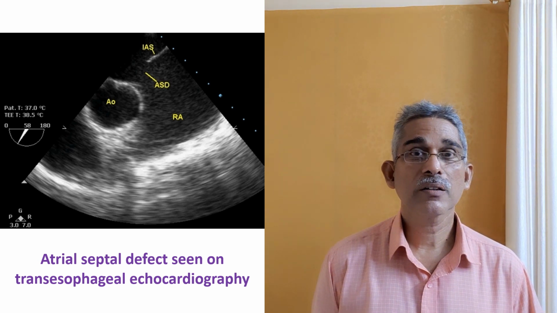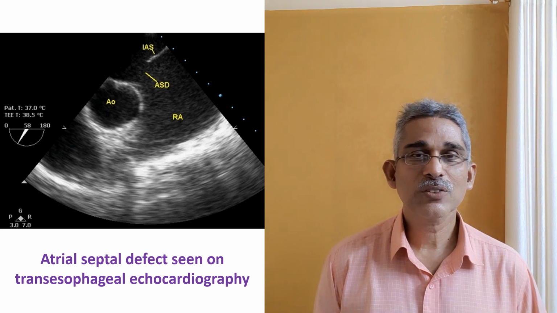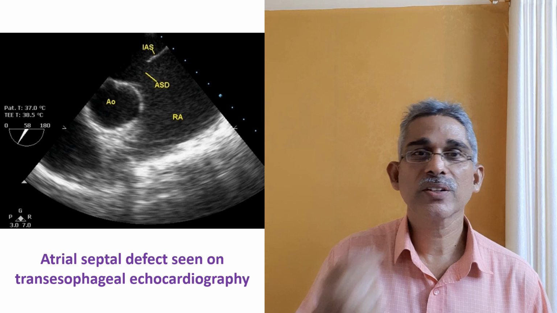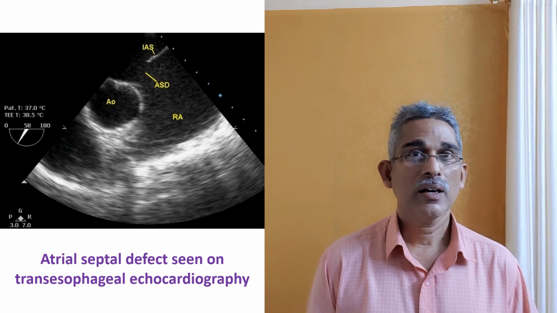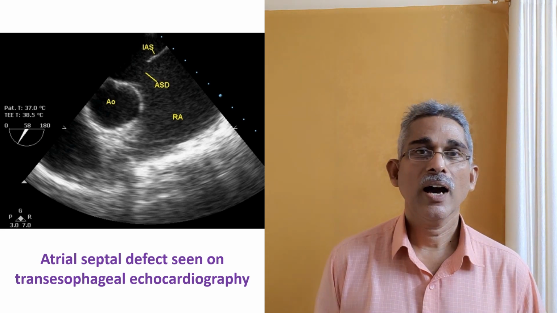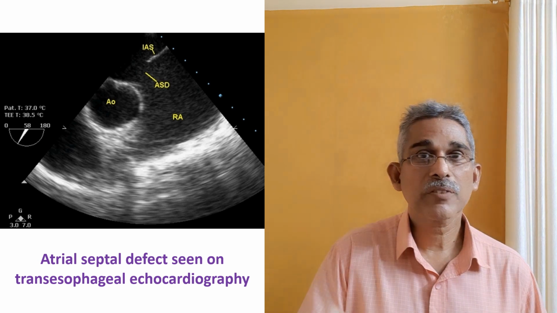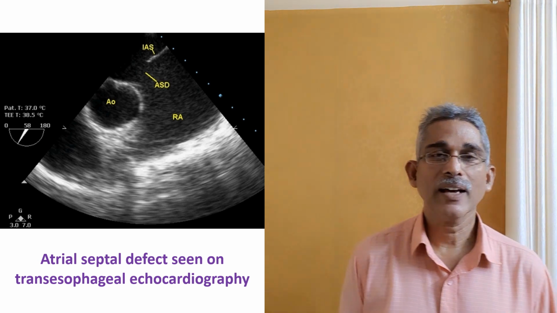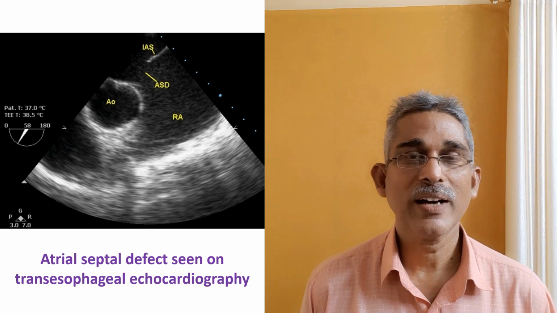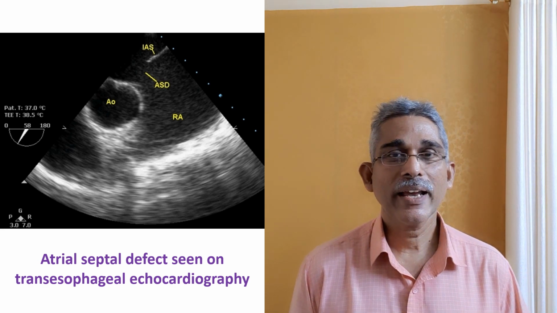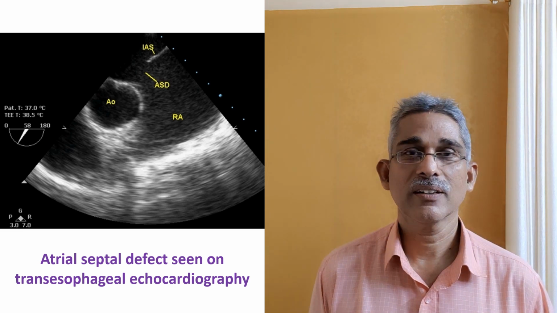Then there is something known as transesophageal echocardiography. In transesophageal echocardiography, a probe is introduced into the esophagus. The probe is at the tip of an esophagoscope-like device, and it is introduced into the esophagus. You can image the heart from behind. The advantage is that the lung does not overlap the heart in transesophageal echocardiography. Secondly, it is easier to image structures which are posterior.